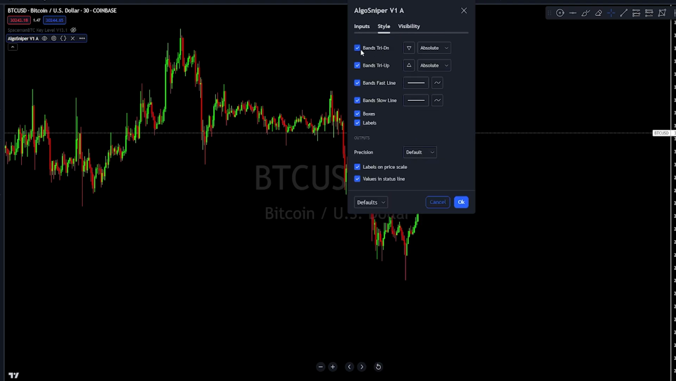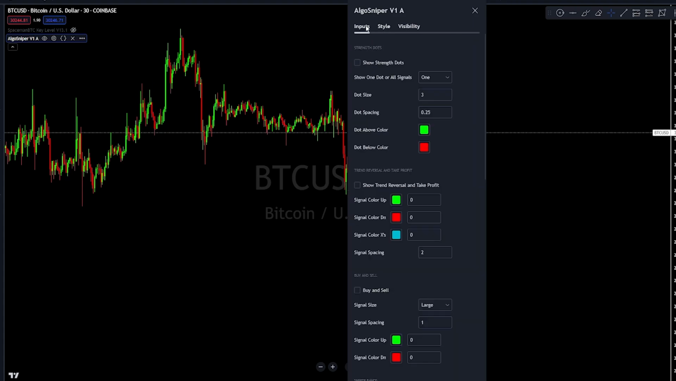All right, in the back, there's a couple of things: the band, the triangles, if you want those symbols there. You can change the thickness of the algo sniper bands here, boxes, labels. You have access to all that.